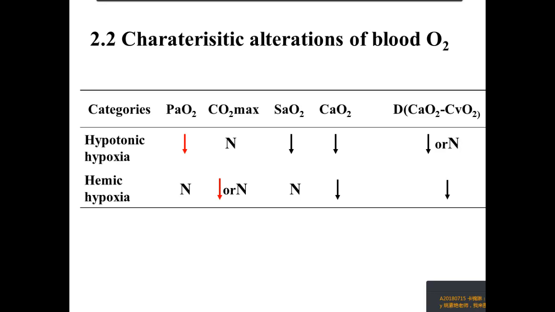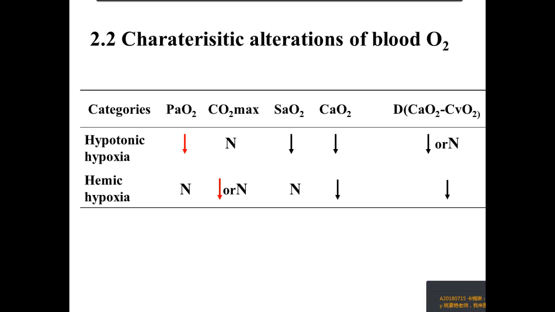Now, the characteristic alteration of blood oxygen. It is hypotonic hypoxia. Now review: partial pressure decreases, oxygen binding capacity is normal, saturation decreases, oxygen content decreases. The arteriovenous difference of oxygen content decreases or is normal, because of compensation in chronic hypoxia.